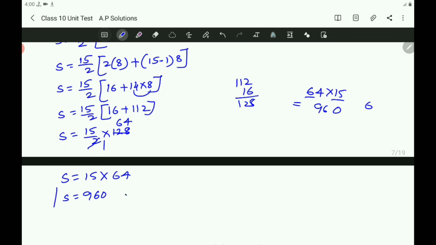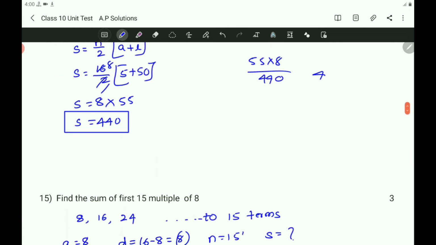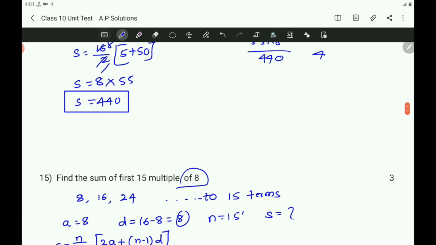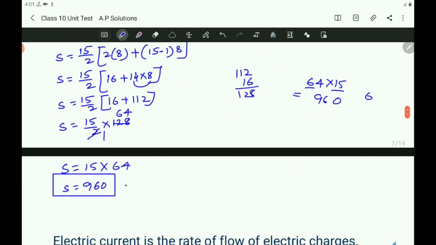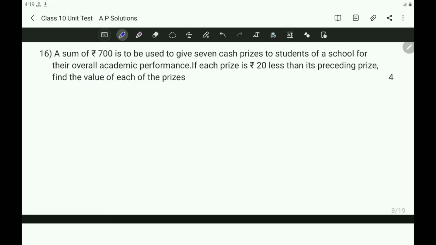Then the sum of the first 15 multiples of 8 equals how much? That is 960.